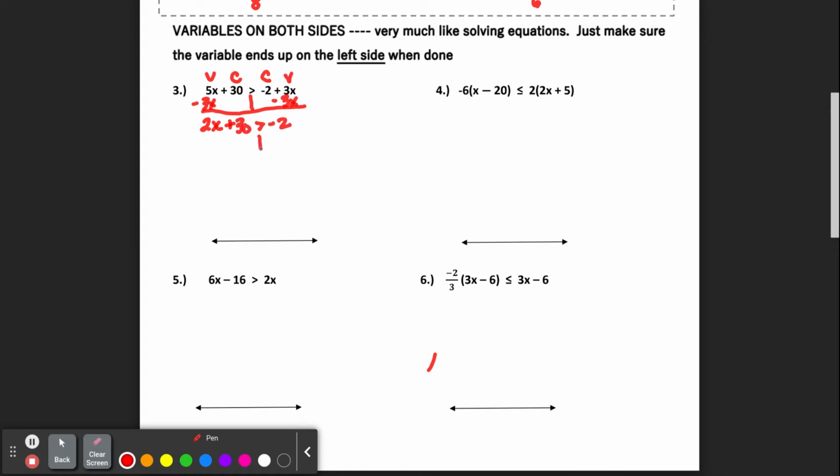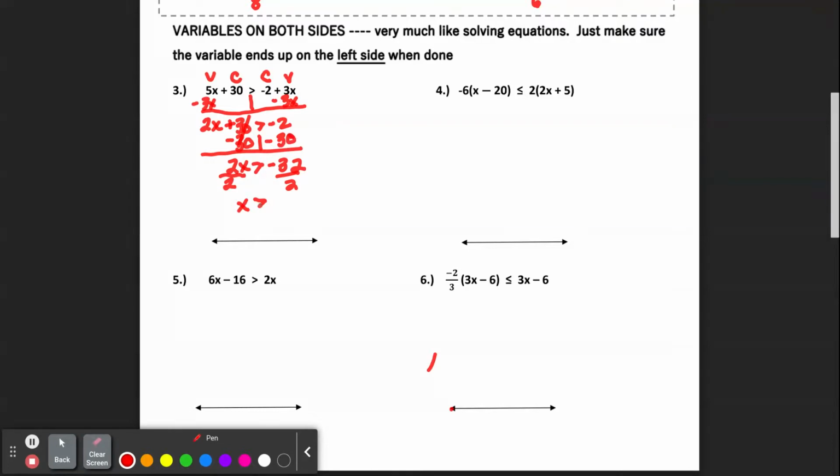Then it's just your normal two-step inequality where you look at the side that has the variable and you need to get rid of this other constant. So this 30. The inverse of positive 30 is -30. Whatever you do to one side, you do to the other. That cancels out. So you have 2x is greater than -32. And then to get x by itself, you have to get rid of the number that's with the x, which is the 2. So I'm going to divide both sides by 2. My inequality symbol is going to stay the same direction because I'm not multiplying or dividing by a negative.